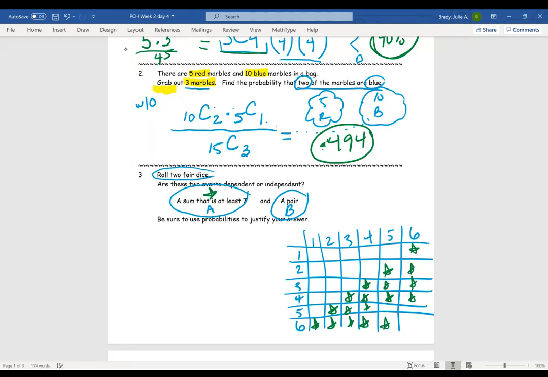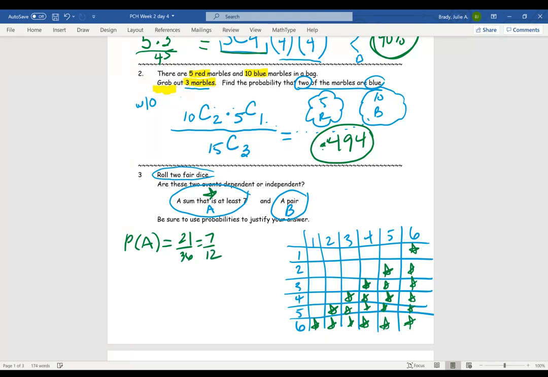You guys count on your paper or on my screen, but I think I got 21. 1, 2, 3, 4, 5, 6, 7, 8, 9, 10, 11, 12, 13, 14, 15, 16, 17, 18, 19, 20, 21. Okay, so the probability of getting at least 7 is 21 out of my 36. I think I could divide by 3, so that's 7/12.